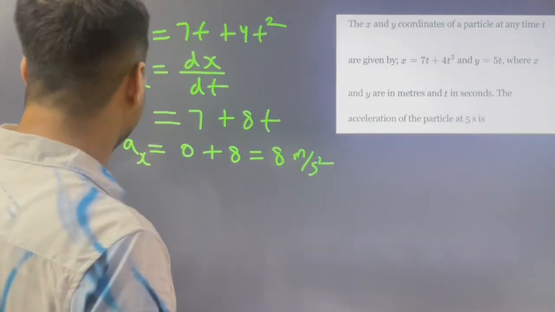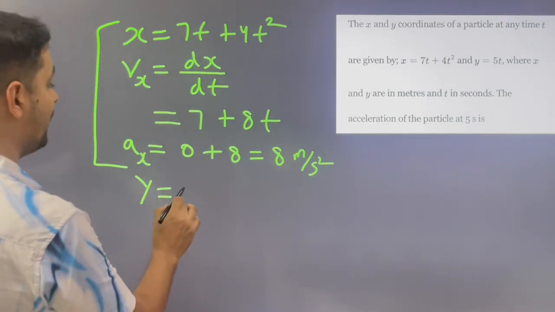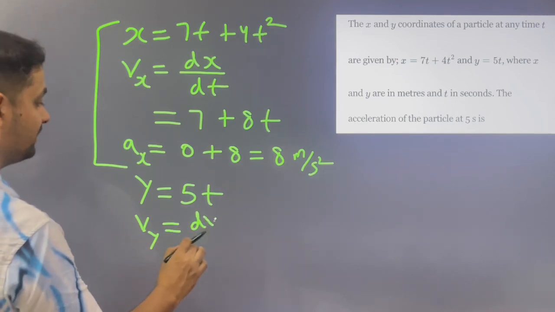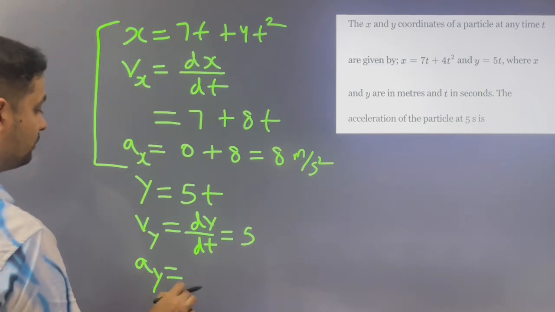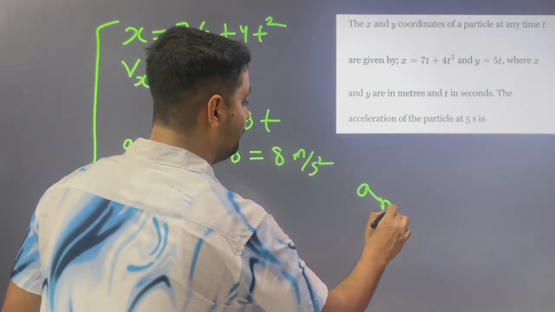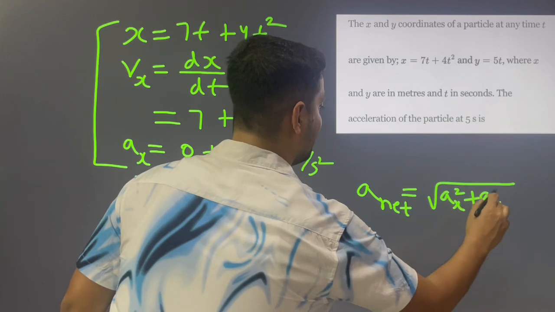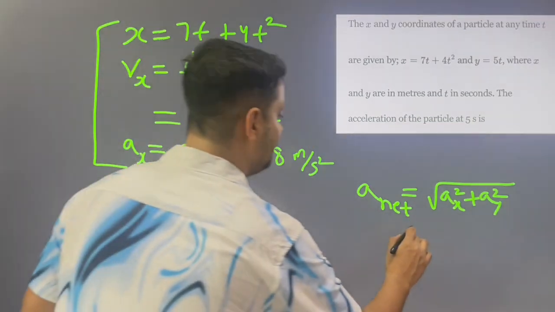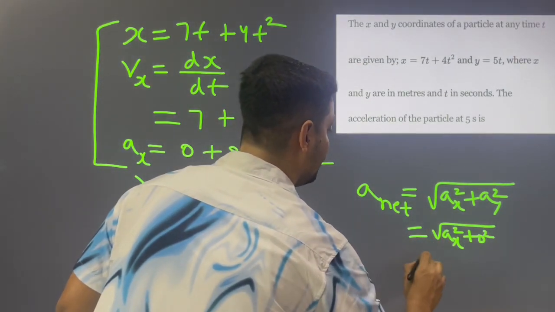Correct? Now next, same way we will do for y also. So y is given as 5t. So Vy is 5, the differentiation of y with respect to time. And what is Ay? Ay is 0 because this is constant. So the net acceleration is only due to x, because A net will be root under ax square plus ay square, and ay, as you know, is 0. So only ax will be there. So it is root under ax square plus 0 square. This is ax only.